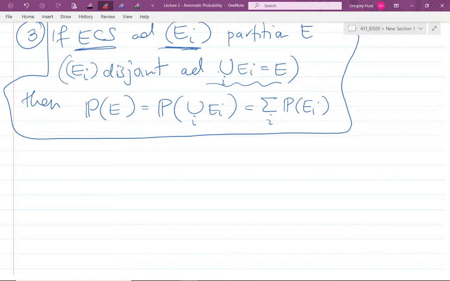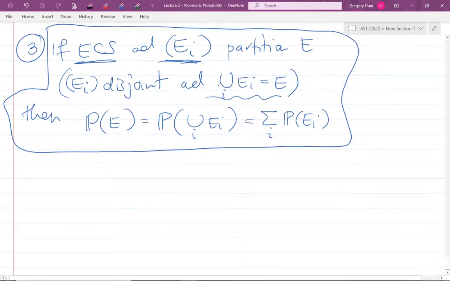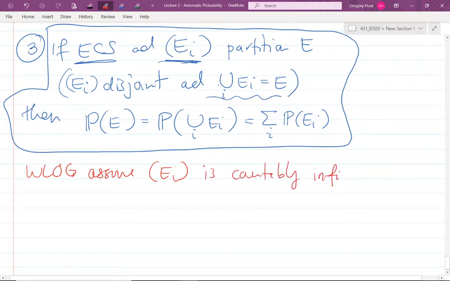So we have our event E, and we have a partition. It's potentially an infinite partition. Let's say it's a countably infinite partition. If it's finite, we could make it countably infinite by just tacking on a bunch of empty sets, a countably infinite number of them. It doesn't change the union, and it doesn't change the disjointedness. So without loss of generality, assume that my partition E sub i is countably infinite. If it's not, we'll tack on a countably infinite number of empty sets, and then it is.